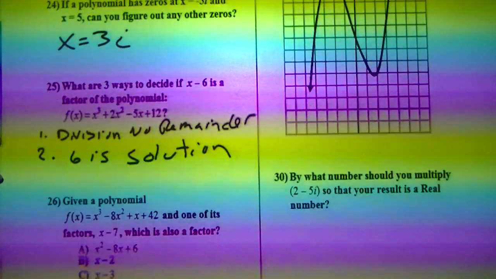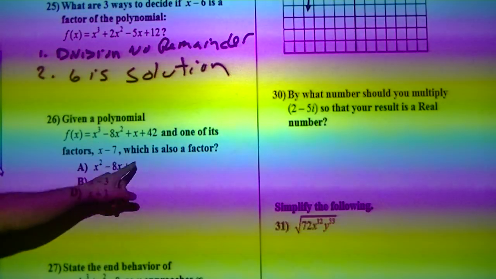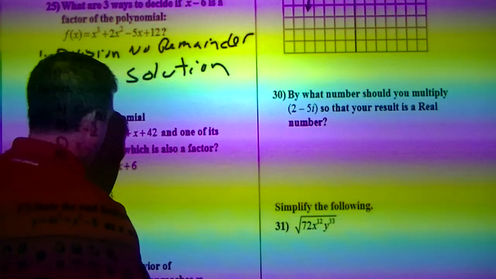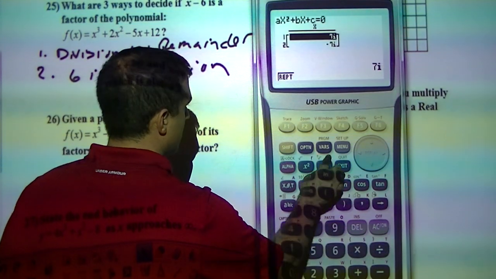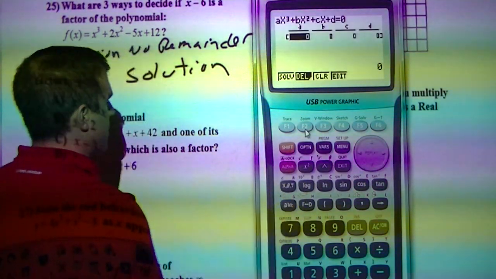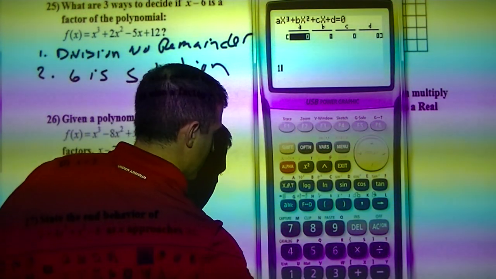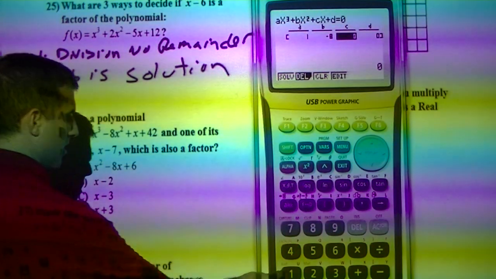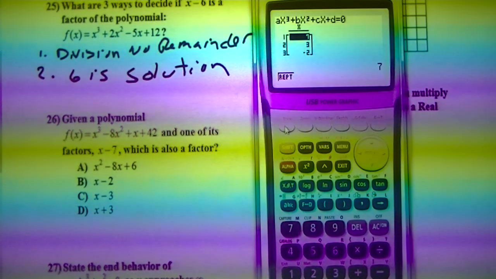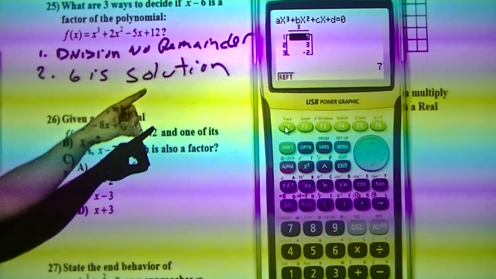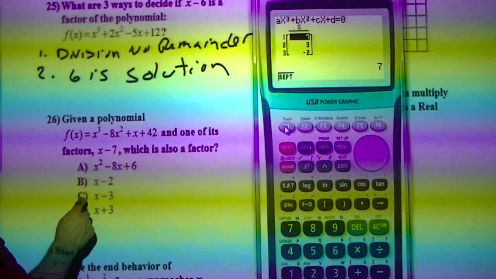Given the polynomial and one of its factors, which is the other factor? Well, what I can do there is go into the menu, into equa. I'm going to go back and select degree 3. I'm going to type in 1, -8, 1, 42. Solving that, those are my solutions. So my other factor has to be x minus 3, which is going to be that one.